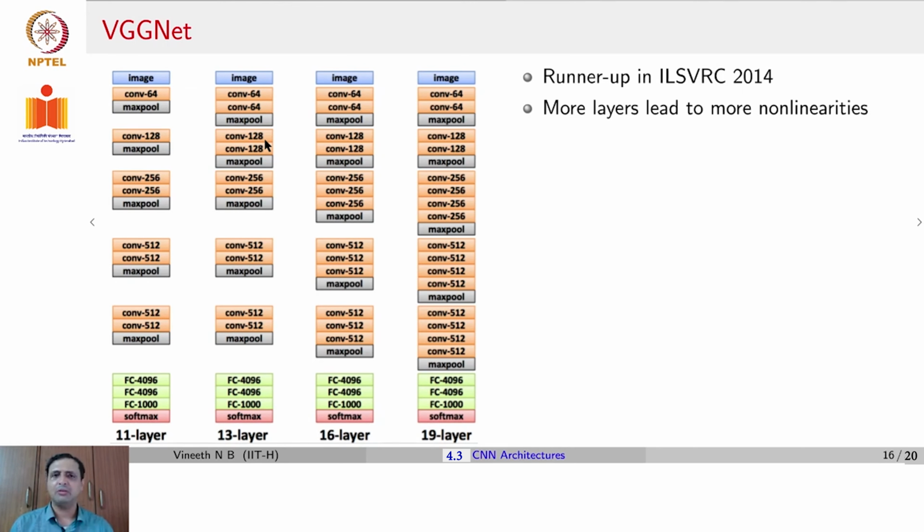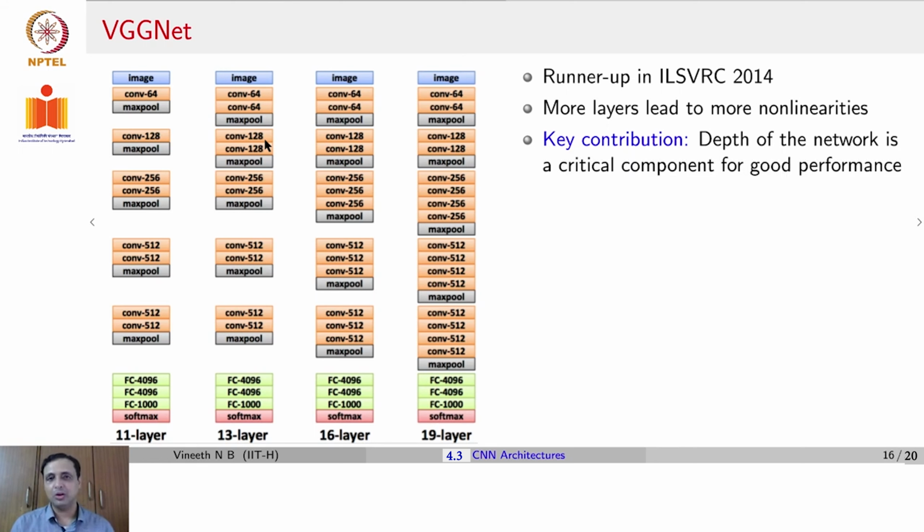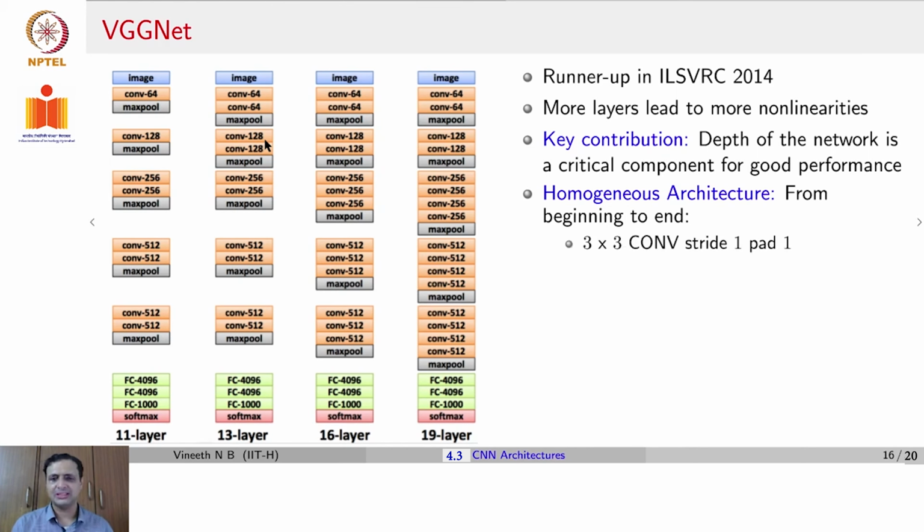And their philosophy was that by increasing the depth, you can model more nonlinearities in your function. And the key contribution was that depth is a critical component. They maintained a homogeneous architecture from beginning to the end. What does that mean? They used only a 3x3 convolution across all of their layers.